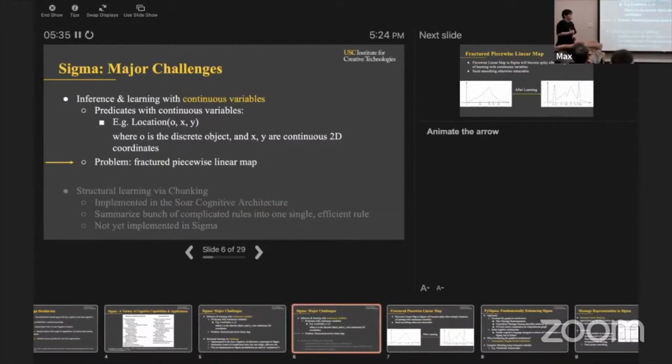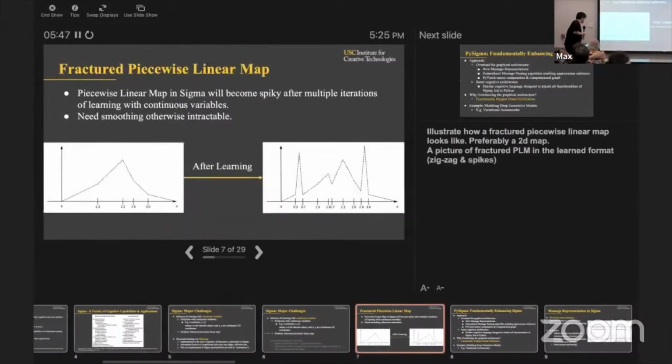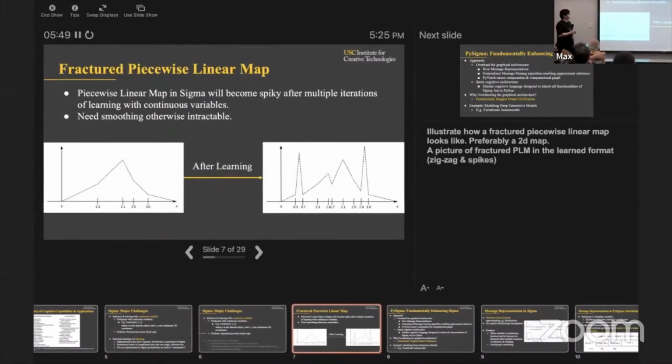Now I'm going to move into the second part, where I introduce PySigma and how we address this problem. It started off as an attempt to address this first challenge. Here's an illustration of how the piecewise linear map gets fractured. After multiple iterations of learning, it will become spiky. Unless proper smoothing is introduced, what you learn is basically nonsense.